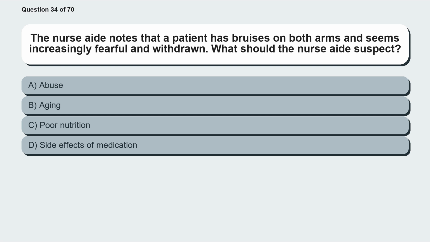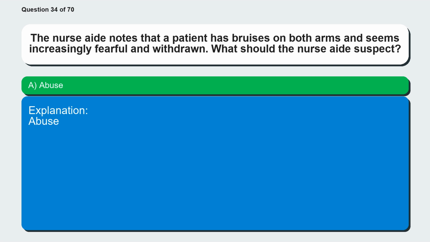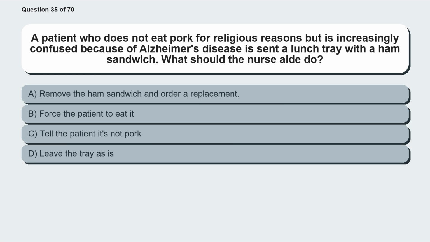Question 34. The nurse aide notes that a patient has bruises on both arms and seems increasingly fearful and withdrawn. What should the nurse aide suspect? Option A, abuse. Option B, aging. Option C, poor nutrition. Option D, side effects of medication. The correct answer is option A, abuse.